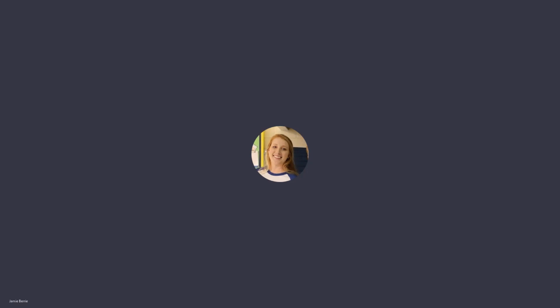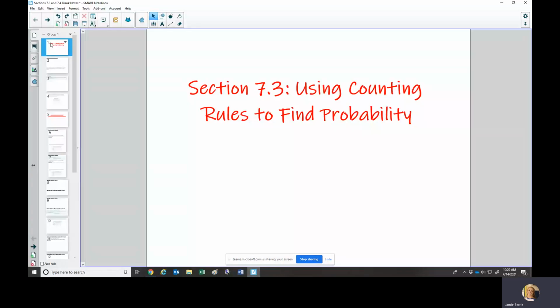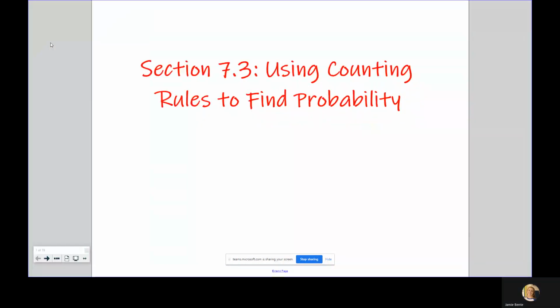In this video today we're going to go over section 7.3 and 7.4. So I'm going to go ahead and share my screen and we'll get started. All right, so section 7.3 is called using counting rules to find probabilities. I'm cutting a lot of this section out, but there are a couple of topics that I want to talk about.